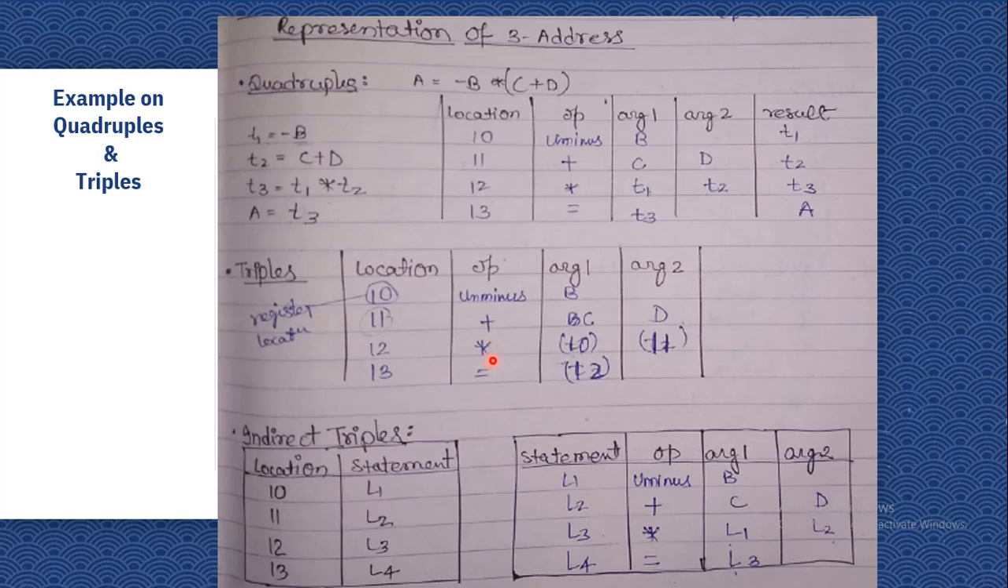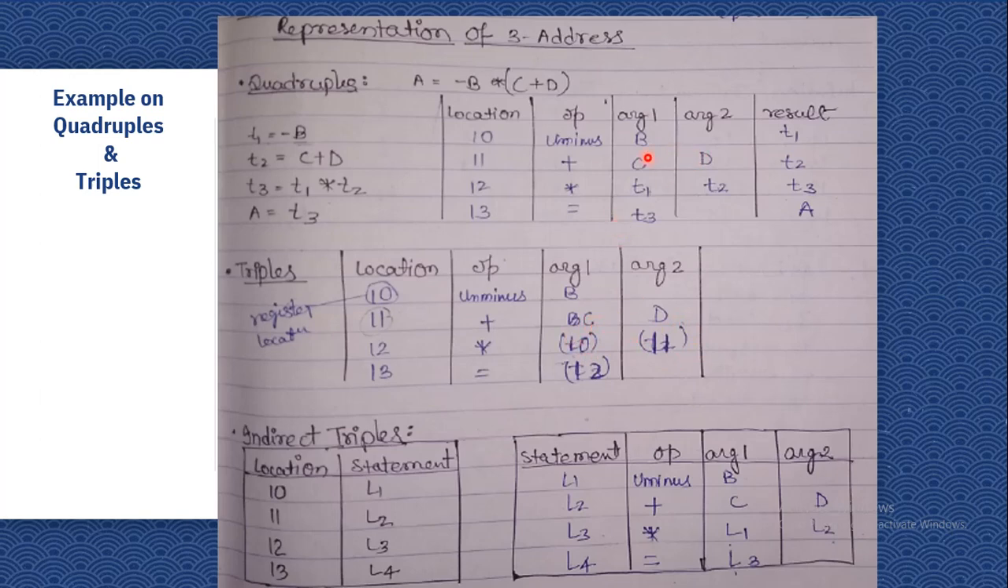Then in the third line, the asterisk is an operator. The value of this minus b is stored on the location of 10. So we are using the memory location 10 as argument 1 and the memory location 11 as argument 2. This is the main difference between quadruples and triples.